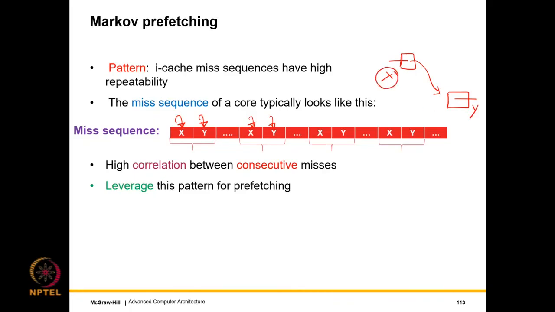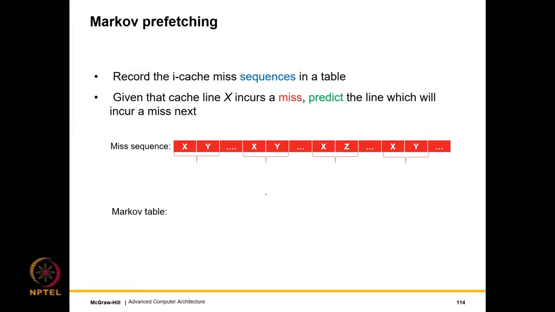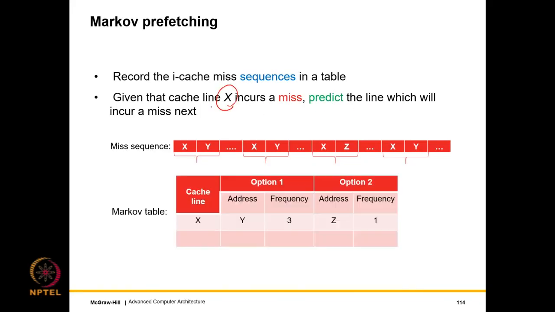But the moment that the processor sees address x, it can immediately start the process of prefetching y, because it remembers these correlations. This is similar to the idea of a Markov chain, a mathematical construct that we have in probability. A Markov chain can be used here as well, for recording these correlations and for using these correlations for instruction prefetching. So what do we do? We record the iCache miss sequences in a table. Given that line x incurs a miss, we predict the line which will incur a miss next.